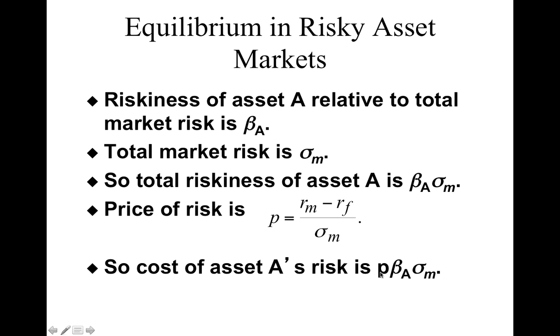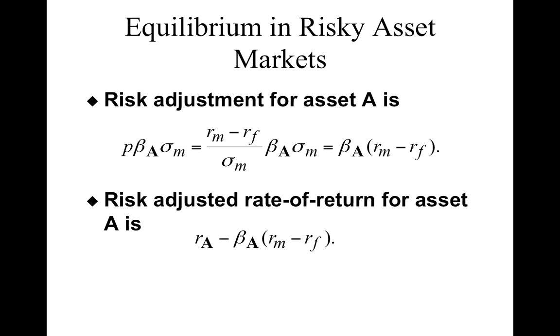Now, if that is the case, we need one more piece of the puzzle. What is the price of risk? We saw in our earlier lecture that the slope of the budget line, which is Rm minus Rf divided by sigma m, is basically the price of risk. It tells you how much Rm should go up if risk goes up by 1 unit. So the cost of asset A's risk is the price of risk multiplied by the riskiness of asset A, which is beta A into sigma m.